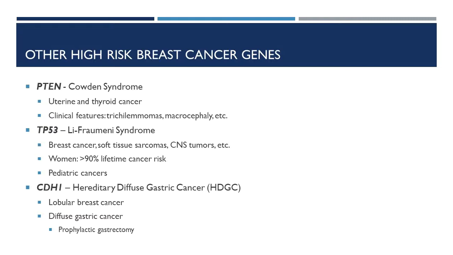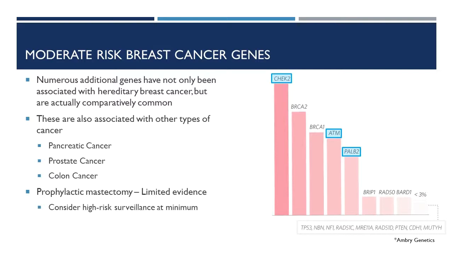There are several other hereditary conditions that are associated with moderate risk for breast cancer. Studies show that it's more common to carry a mutation in at least one of these genes versus HBOC, and their lifetime risk for breast cancer is still above 20%. However, there is limited evidence supporting prophylactic mastectomy in these individuals. These genes are also associated with other cancer risks.